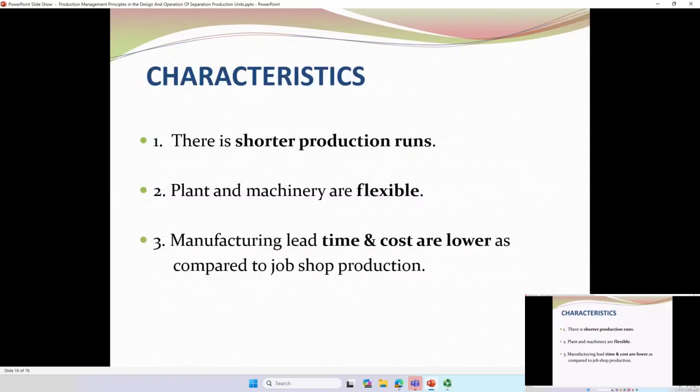Then what are the characteristics? Shorter production time. Plants and machinery are flexible. Manufacturing lead time and cost are lower as compared to what? Job shop production. All these are things you should know. And the reason I'm teaching you this is that in an industrial setup, when those in industry are talking, you'll be relevant. When they are making contributions, you can contribute without using your chemical engineering jargon. Not jargon anyway, but that's what they will call it.